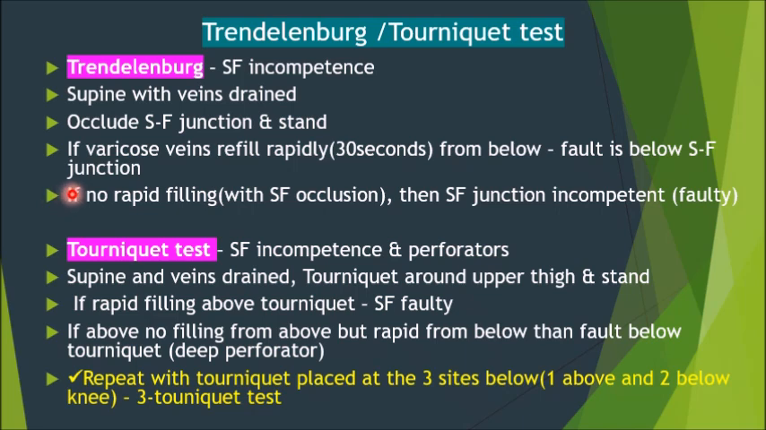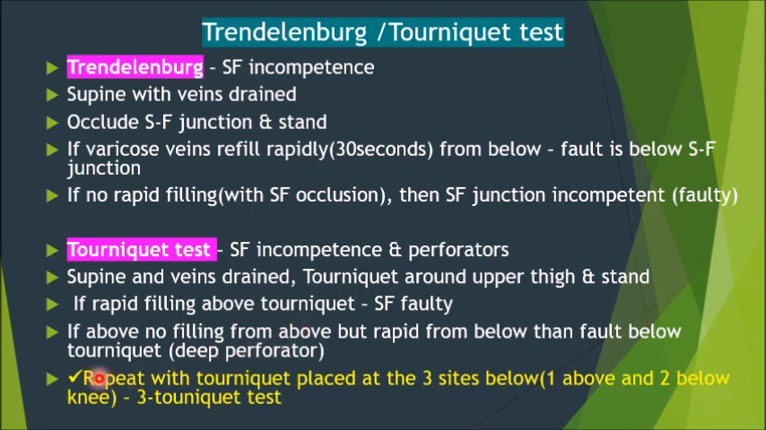The tourniquet test is also similar, but it's not only for SF incompetence, it's also more for the perforators, especially the 3 tourniquet test. Supine with the veins drained, tourniquet around the upper thigh, and the patient to stand up. Once he stands up, if there's rapid filling from above, then it confirms the fault is at the SF junction. So the SF junction is incompetent.